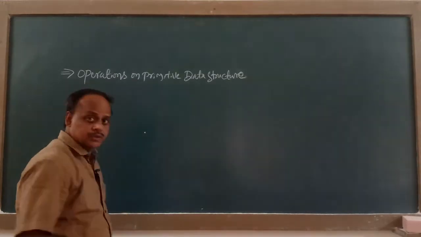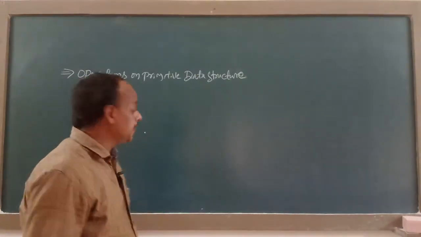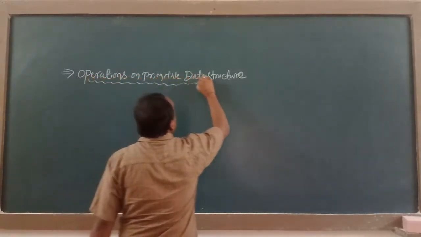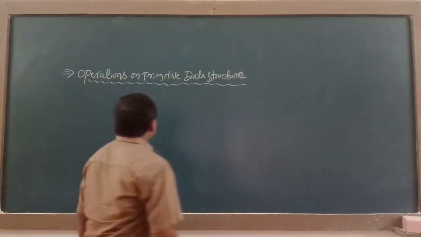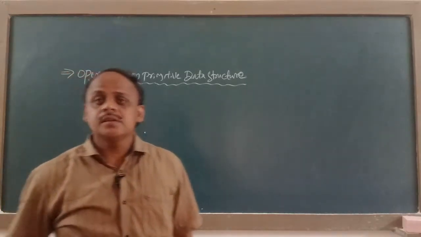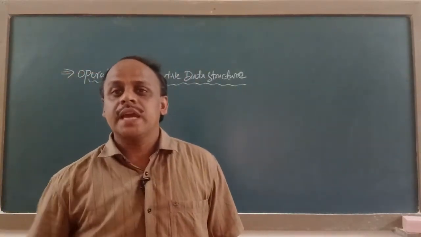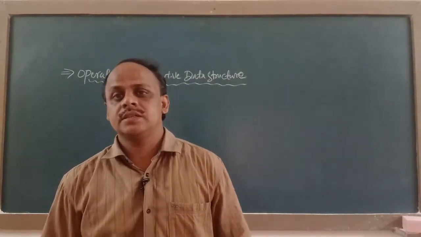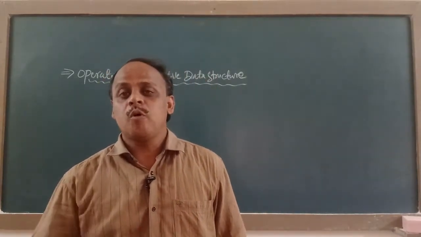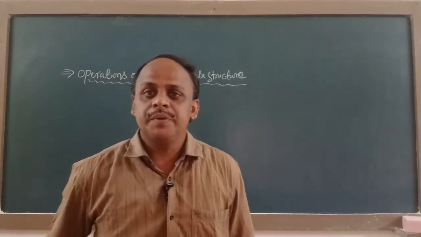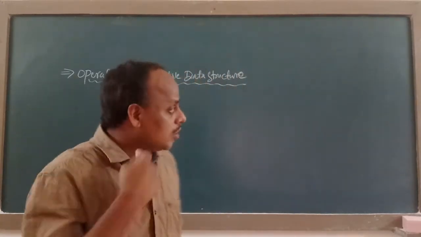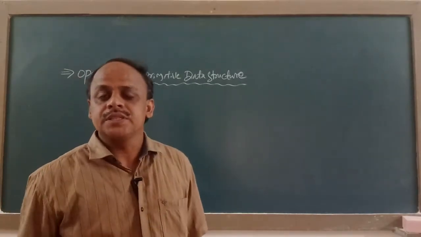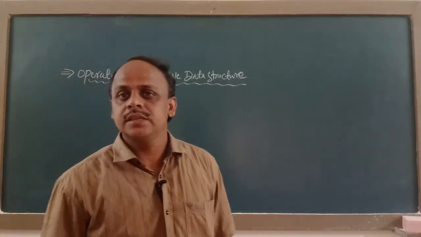Right. So today we are going to discuss operations on primitive data structure. It means what operations we can perform on primitive data structures. Int, char, float, pointer are the examples for primitive data structure, right? So what operations we can perform on primitive data structure, that thing we are going to discuss right now.